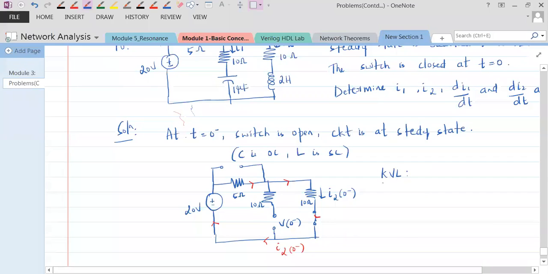So therefore KVL implies what? Minus 20 plus 5 into I2 of 0 minus plus 10 into I2 of 0 minus is equal to 0. So what is I2 of 0 minus? Therefore I2 of 0 minus is 20 by 15, so it is 4 by 3 amps.